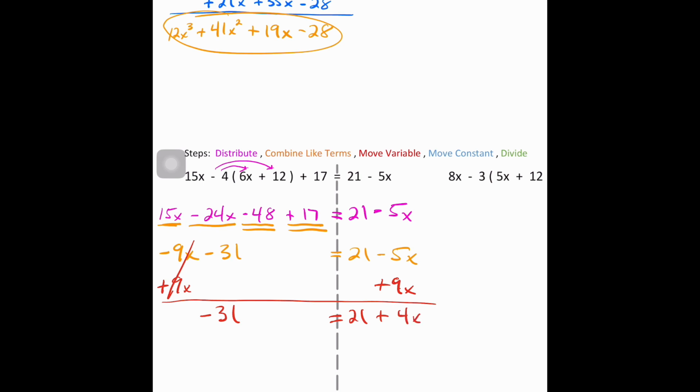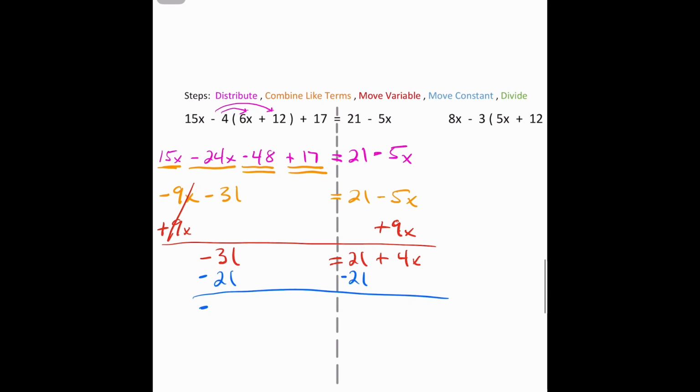You guys are on absolute fire right now. Thank you. All right, moving forward here, we have move the constant. Well, we can't do anything with negative 31. It's already on the left side solo. And we know we want to get 4x by itself, so we will subtract 21, not just from one side, but again, yes, thank you, to the other. All right, that will give us negative 54 equals, cross that bad boy out, bring down your 4x.